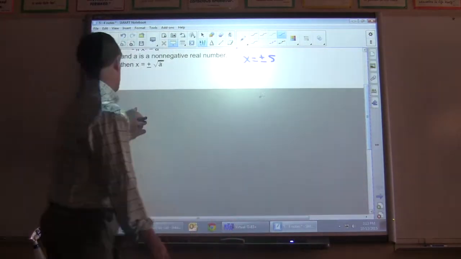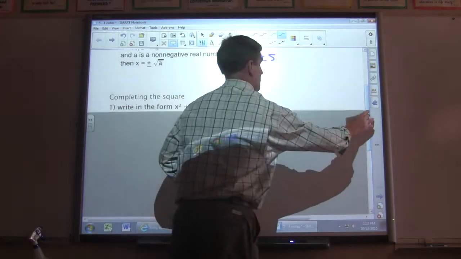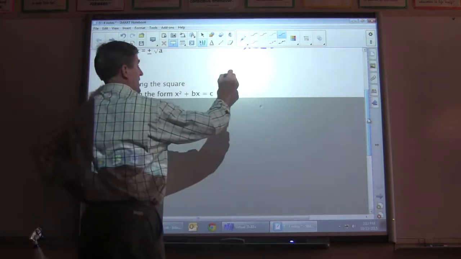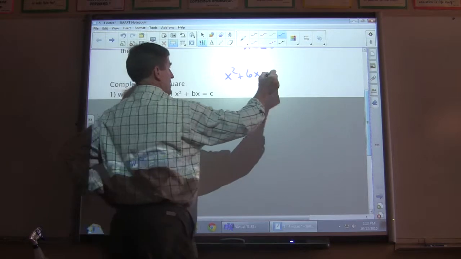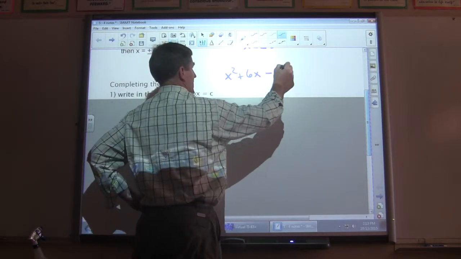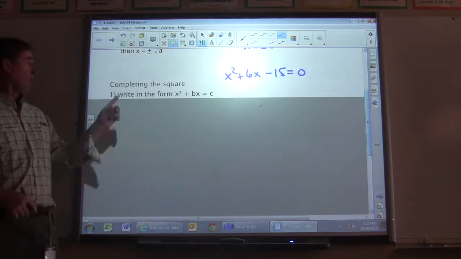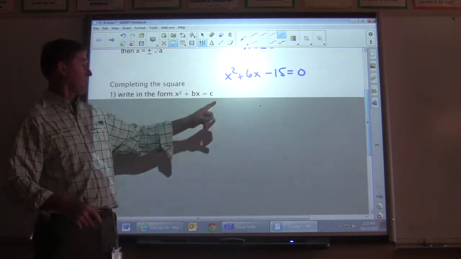Now, how we're going to use that is in completing the square. So let's just do a problem as we go through this. Let's take x squared plus 6x minus 15 equals 0. So the first thing we're going to do always is write in the form of x squared plus bx equals c.